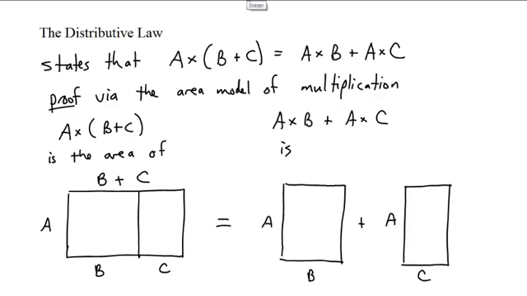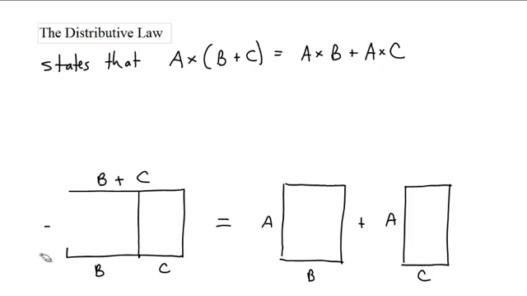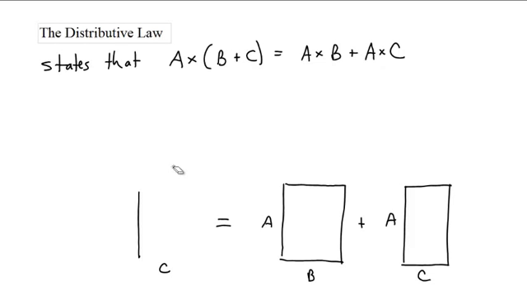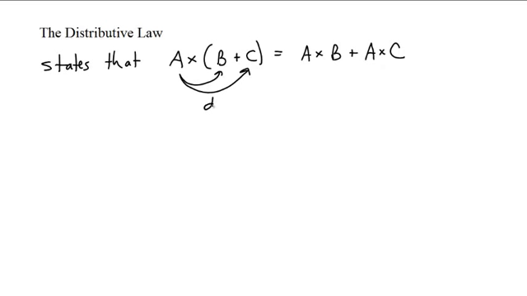Now, one interesting thing about this is that there's a curious vocabulary thing here, which is that this is called distributing. We say we distribute the A. You have this B plus C, and we give each of them an A. We've distributed the A. A goes to there, and A goes to there, and it's called distributing.